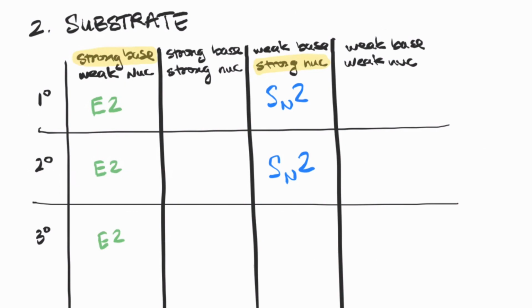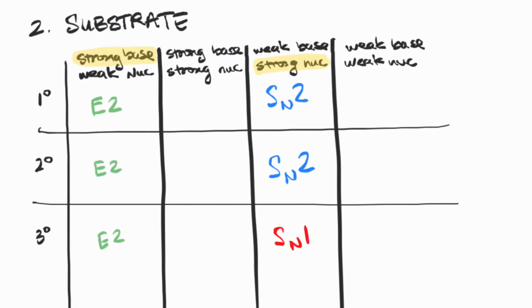It's too sterically hindered to allow for the nucleophile to approach in a nucleophilic attack. So instead, you're going to do a unimolecular reaction where you generate a carbocation first and then nucleophilic attack. So what is that? That is the SN1 mechanism. All right, now let's go to the second column here.